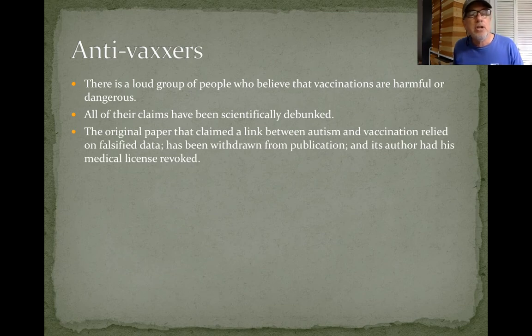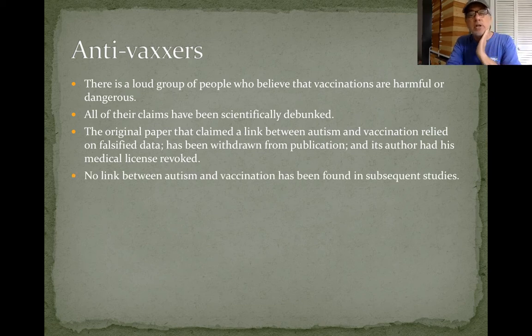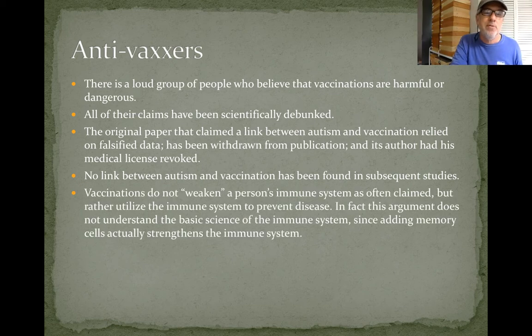For example, the original paper that claimed a link between autism and vaccination relied on falsified data that was subsequently shown to have been made up by the researcher. The paper has been withdrawn from publication, and its author had his medical license revoked. And yet that paper still is cited as proof that autism and vaccination are linked to each other. Subsequent studies have not found any link between the two, and these studies have been done by people who have no interest in vaccination from a financial point of view.